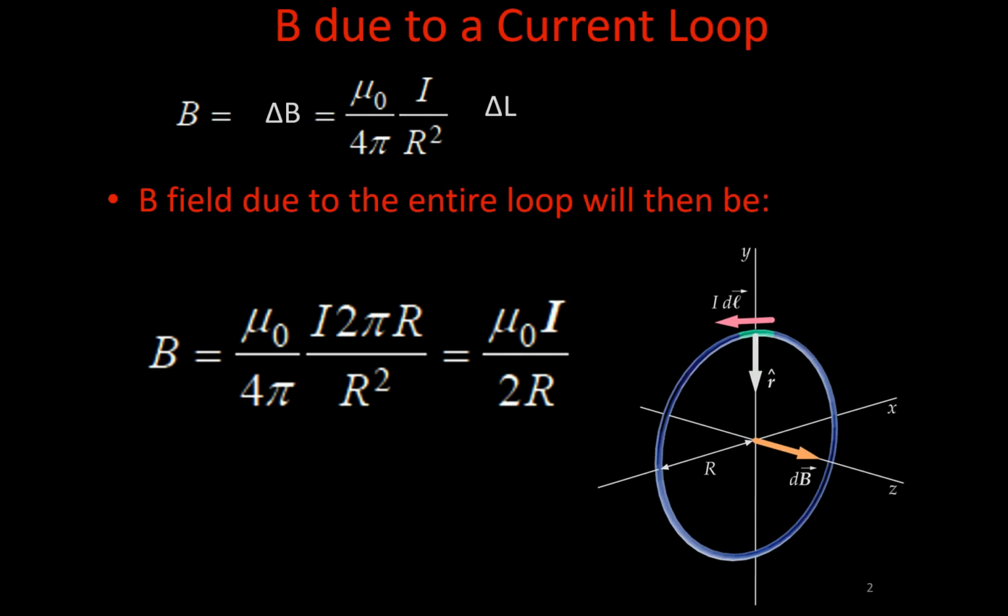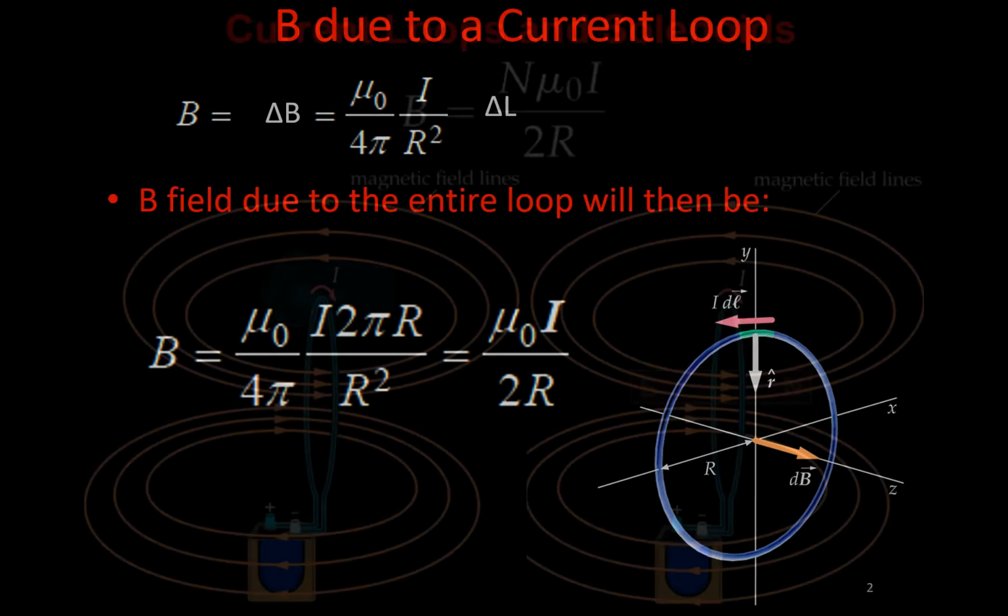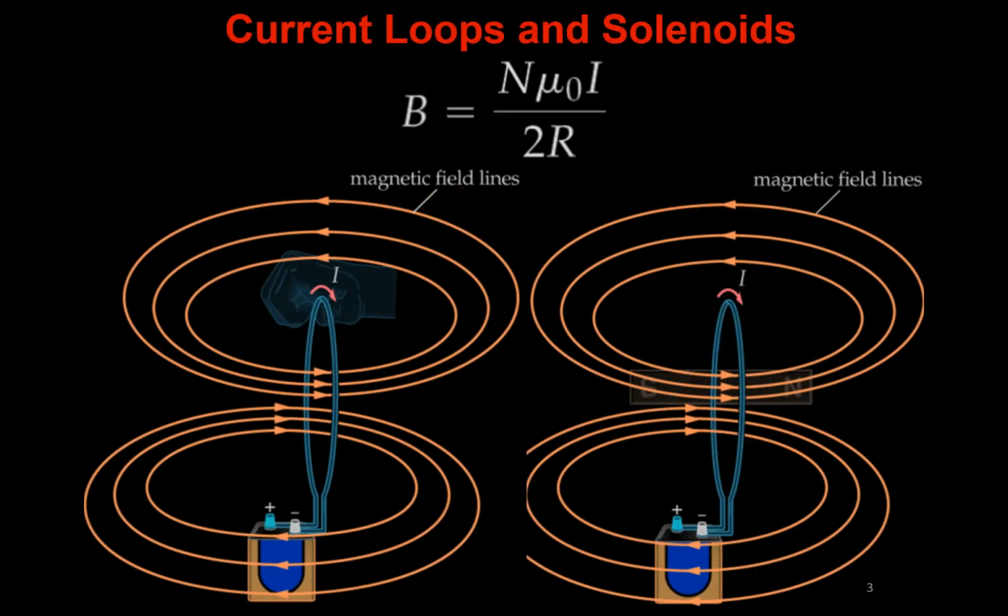Now, when we're talking about loops, one of the things you can do is have more than one loop. So this is the magnetic field of a single loop. But of course we could put a second loop next to it, or a third loop, or a fourth loop. And this is usually written as N. So the magnetic field due to a group of loops will be B is equal to N mu 0 I over 2R, where N is the number of loops that you have.